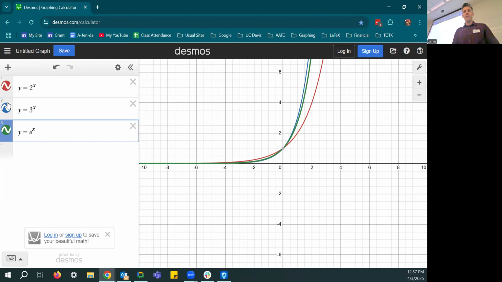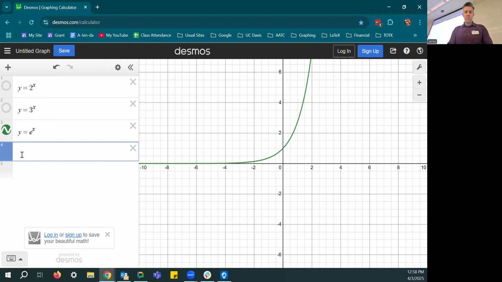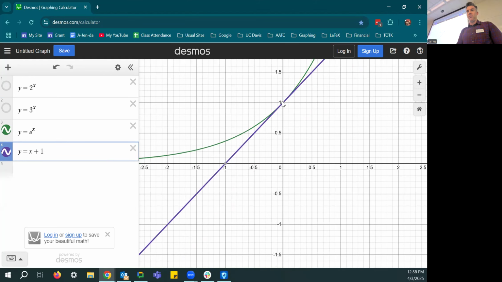And it's a very important graph. One way that people talk about this graph is that it's the only exponential graph whose slope at the y-intercept is equal to 1. What I mean by that is if you graph the line y equal to x plus 1, which has a slope of 1, that is exactly the slope of the line that is tangent at that point right there. And it's the only exponential graph that has that quality. It's also got lots of other cool properties we'll talk about later.